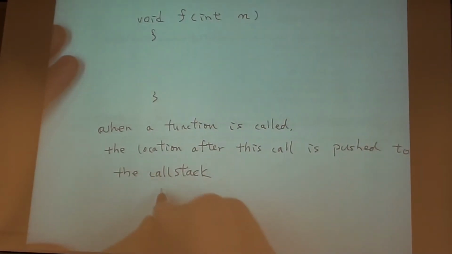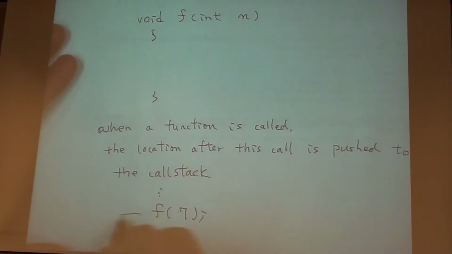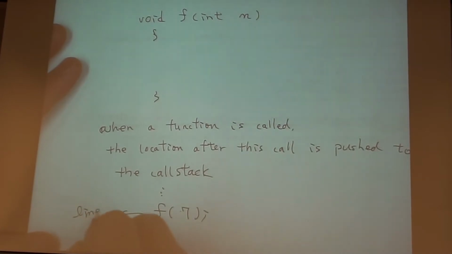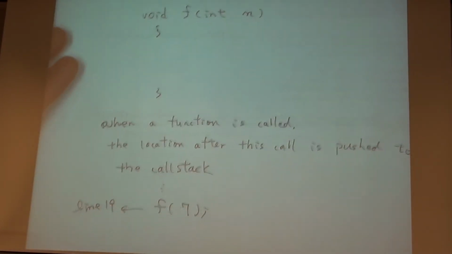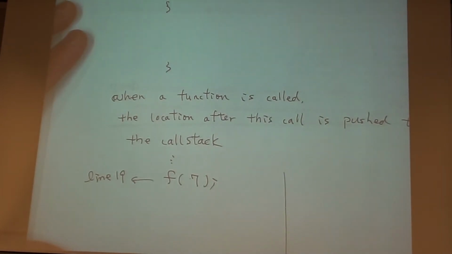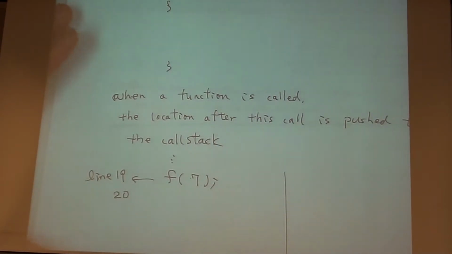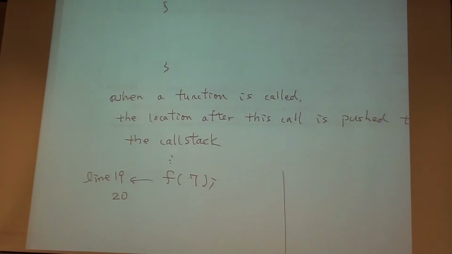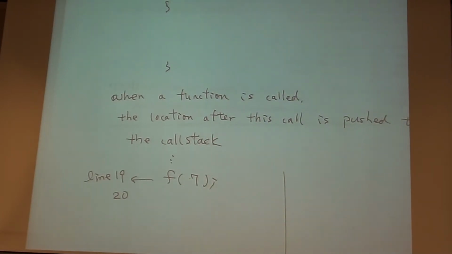So if somewhere you call a function, let's say f, you give a number, let's say 7, and this corresponds to line 19. In your call stack, you'll push line 20 to your call stack. I said actually it's not 20, it's something the operation will change. But for our understanding, you don't need to remember that very long number. Just remember line 20 for our understanding.